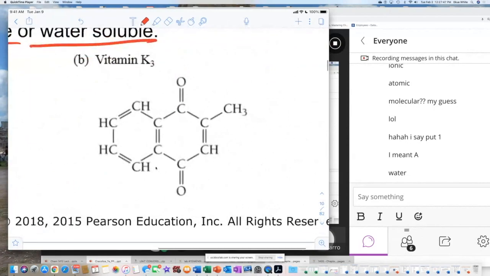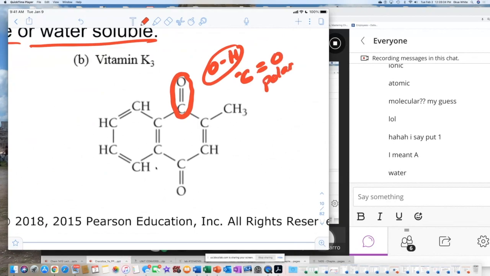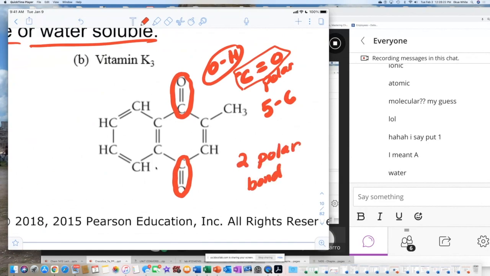Vitamin K. So vitamin K doesn't have OH, but all we need is the polar bond. So even though it doesn't have OH, we're looking for the next best thing, which is going to be this bond right here, C double bond O. This is polar. And now what we're trying to find here is for every polar bond, it can handle up to, once again, 5 carbons. Okay? So since we have 2 polar bonds, then these 2 polar bonds can handle up to what? 10 carbons?